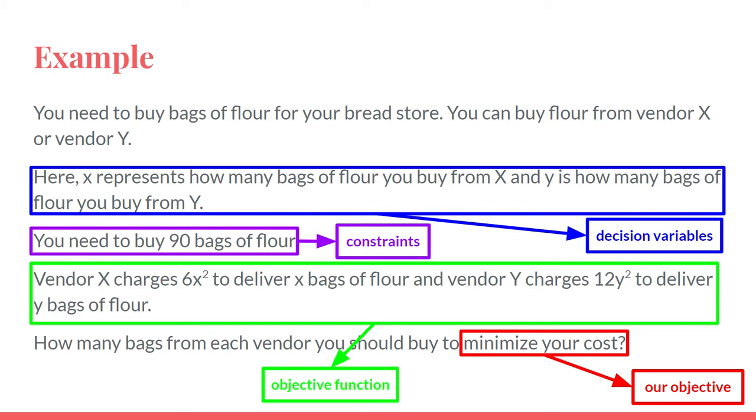In this example, small x and small y are our decision variables. They are the variables whose values we must decide to minimize our cost. Our constraint is how many bags of flour we need. Small x and small y together must satisfy how much flour our store needs. The objective function is defined by the cost that vendor X and vendor Y charge for delivering flour to our store. Finally, our objective is to minimize the total cost.